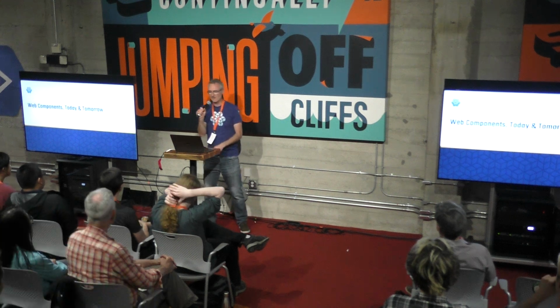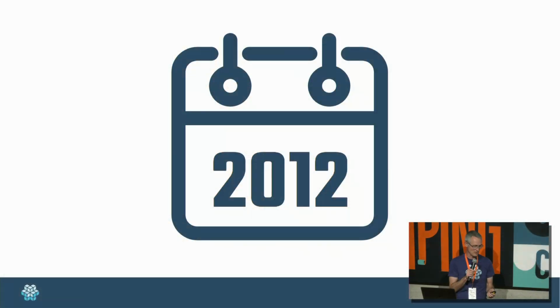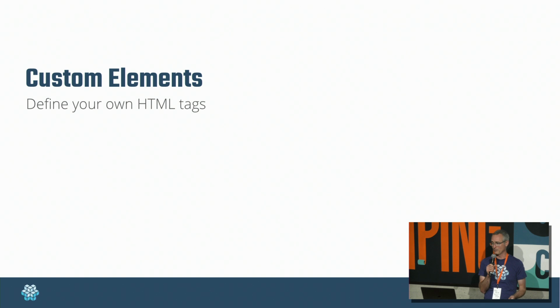Hey everybody, I'm Gray. I'm the engineering manager of the Polymer Project. As many of you know, we've been deeply involved with web components since the earliest days. Our project kicked off about 7 years ago as part of the Chrome organization. And our mission was to give developers a first-class native component model for the web, a standard way to extend the semantics of HTML. And the basic requirements were pretty straightforward.